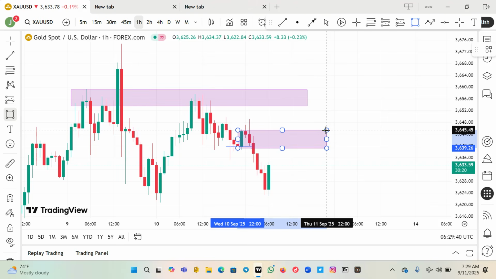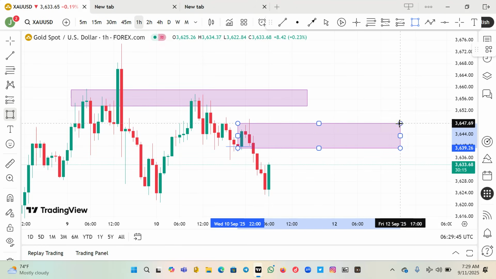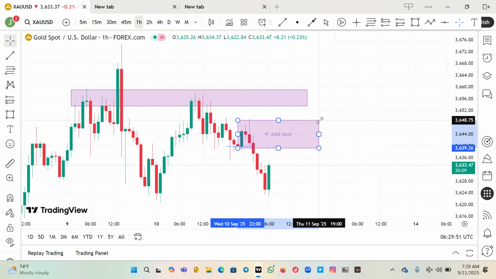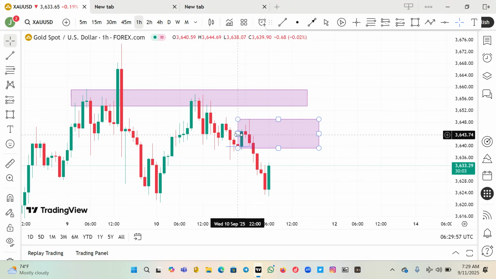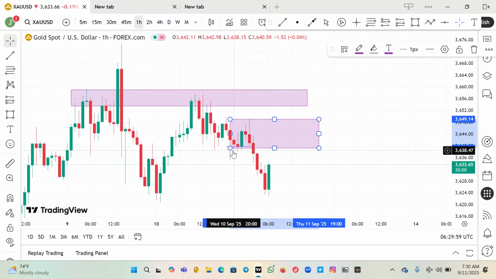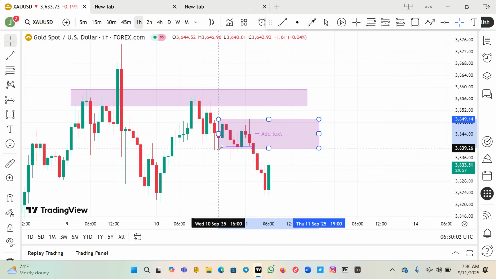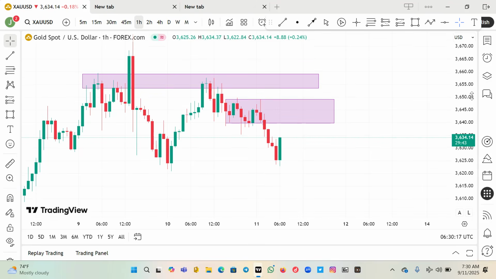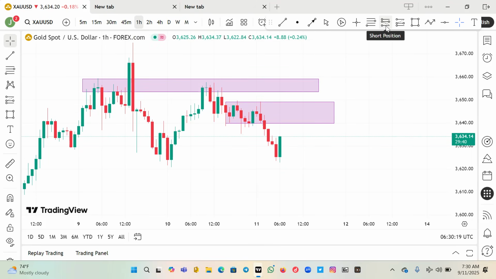Right now, because there is a small gap above, I may want to cover up the wick of it. So I'll be having something like this, this is what I'll be having for my key level.